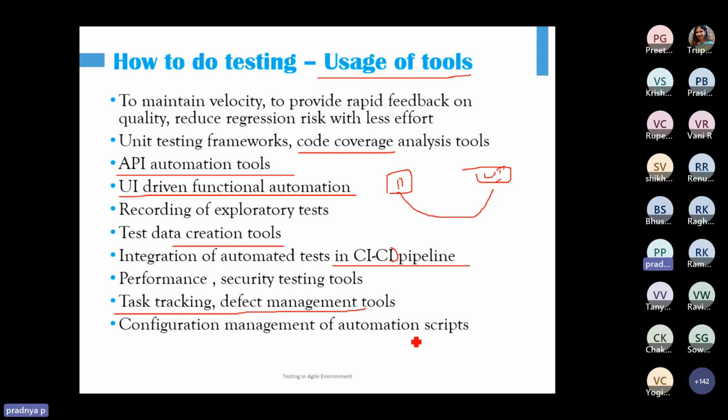Configuration management of our automation scripts: we might want to use GitHub to upload our scripts to a central repository and keep track of our versions. So usage of tools is inevitable, and we need to equip ourselves to learn many tools in a very short duration of time and keep ourselves updated with the current trends. That is very important. Even for that matter, a lot of collaboration tools are also used.